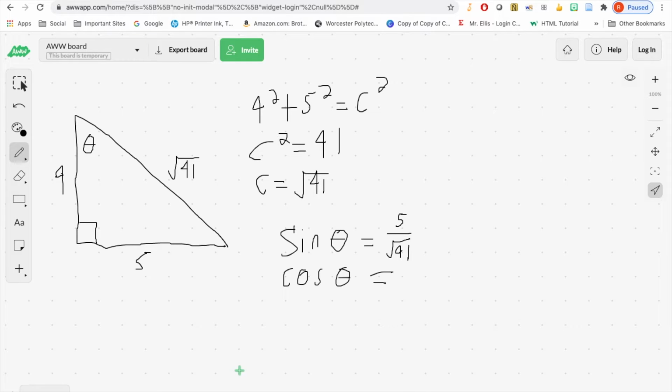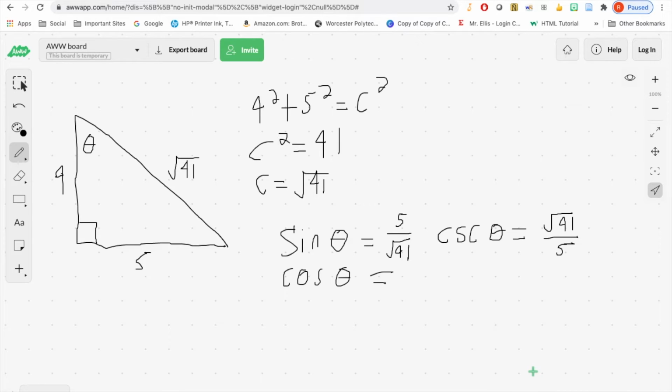If you said that function would be cosecant, denoted as csc of theta, then you would be absolutely correct. Cosecant of theta is going to equal the square root of 41 over 5. And now we have those 2 reciprocal functions. That's interesting stuff. Let's move on to cosine.